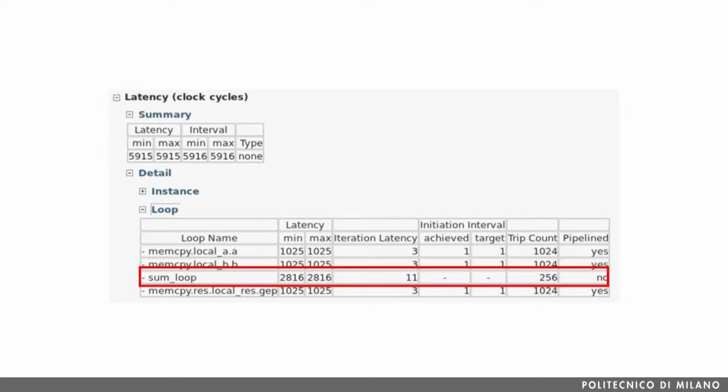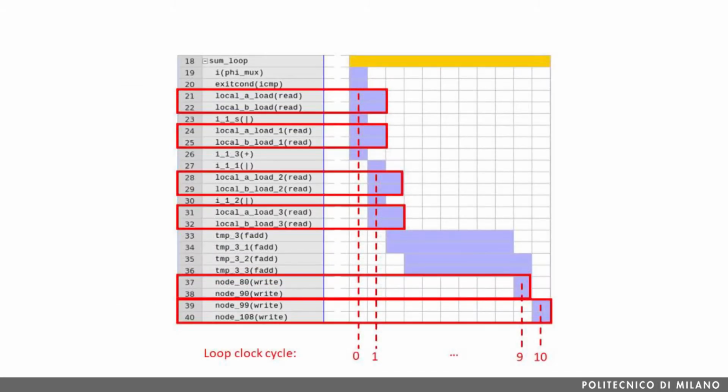Indeed, by looking at the synthesis report, we can see that the iteration latency of the loop is now 11 cycles and not 10 as expected. Hence, our loop latency is 2816 cycles instead of 2560. But why do we get this extra cycle, considering the fact that all the loop iterations should be able to be performed in parallel? This issue resides in the load and store operations.